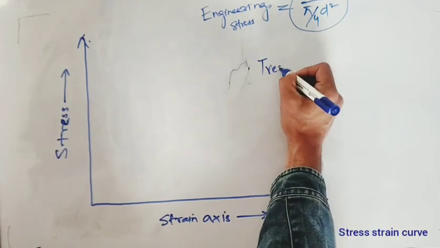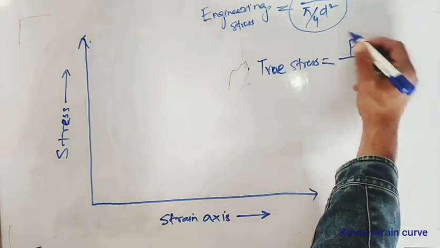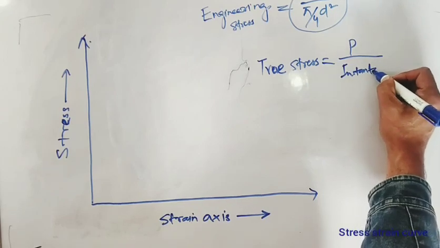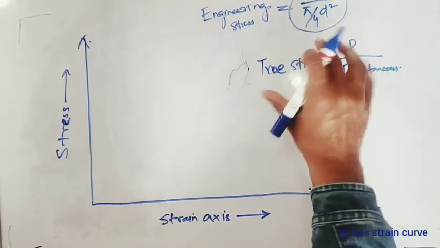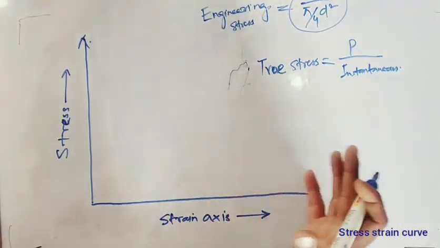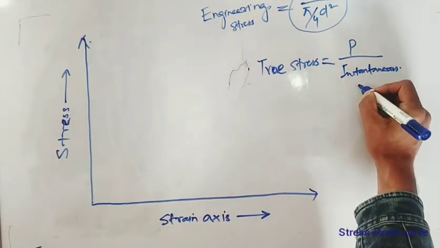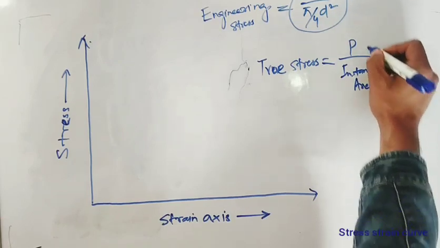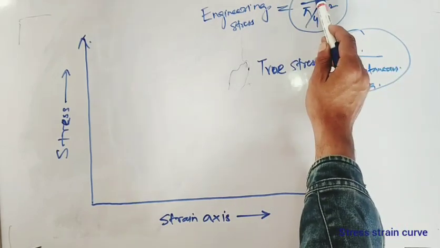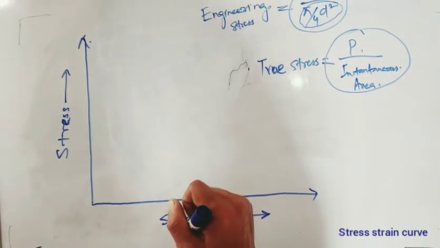True stress is simply the force at any point divided by the instantaneous cross-sectional area. The instantaneous area may be either a smaller value than the original or a larger one. It will depend upon how I am applying the loads, whether there is tensile load or compressive load. So this will be my true stress: force divided by instantaneous area. Engineering stress will be force divided by my original area of the cross section.